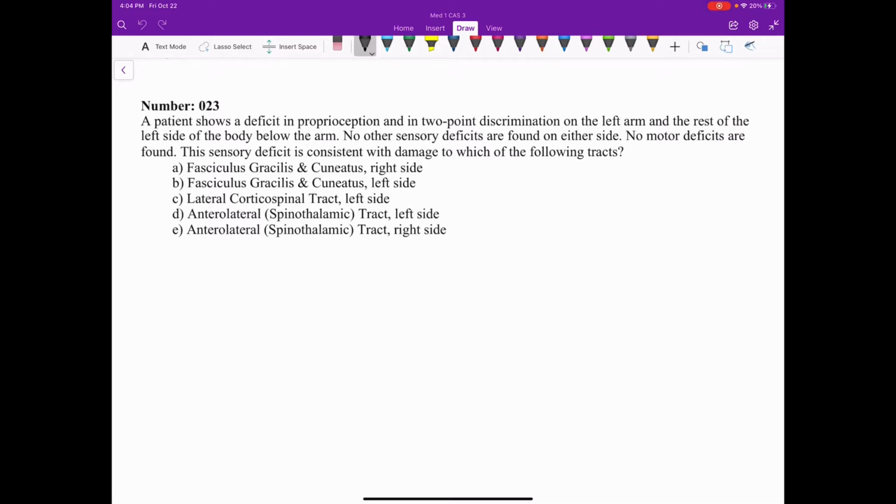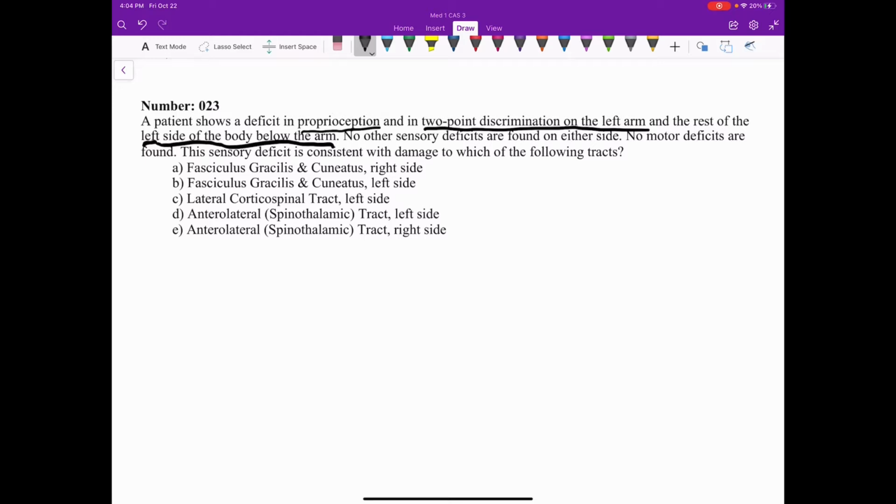Patient shows deficit in proprioception and 2-point discrimination on the left arm and the rest of the left side of the body below the arm. Oh, that was a lot. So let's just underline real quick. Proprioception, 2-point discrimination on the left arm, and the rest of the left side of the body below the arm. No other sensory deficits are found on either side. Okay, so no other sensory, so that's fine.